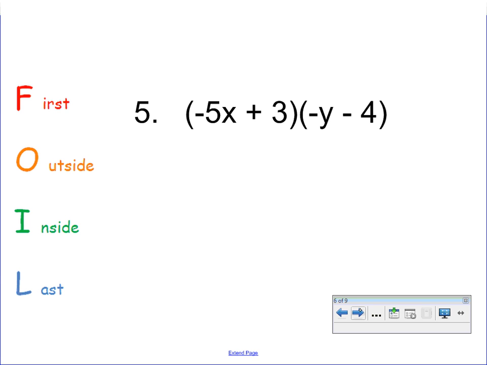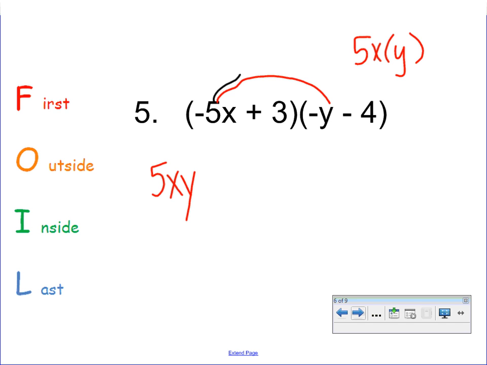Okay, next example. Negative 5x plus 3 times negative y minus 4. Multiply the first terms together. Negative 5x times negative y. A negative times a negative is a positive. 5x times y is simply 5xy. So that's what we get when we multiply our first terms.